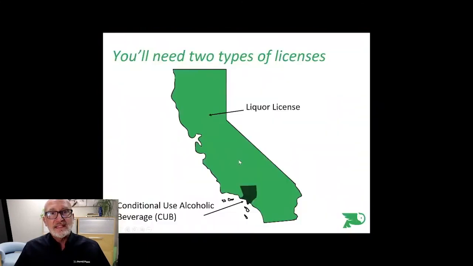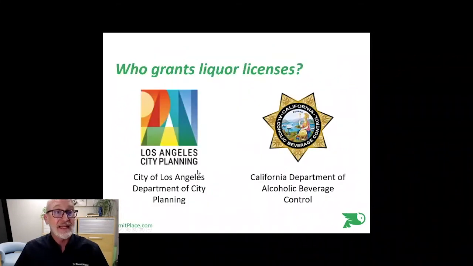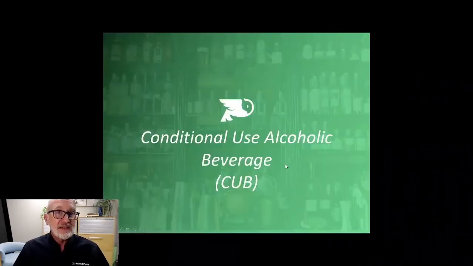So liquor licenses in California are covered throughout the state with two types. The state ABC license, which is for the entire state of California, and in the city of Los Angeles, it's the conditional use beverage license that you get from the City of Los Angeles Planning Department. We're going to start giving you some high-level overviews of what's involved with the conditional use beverage permit.